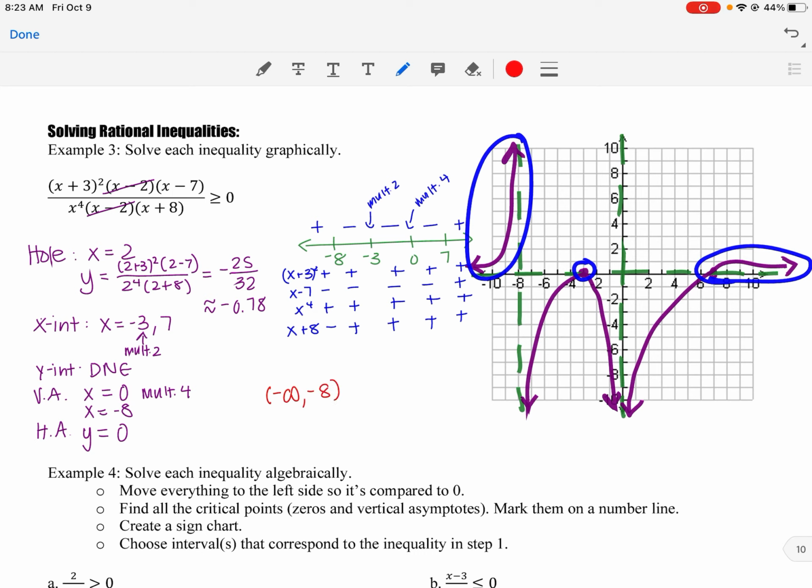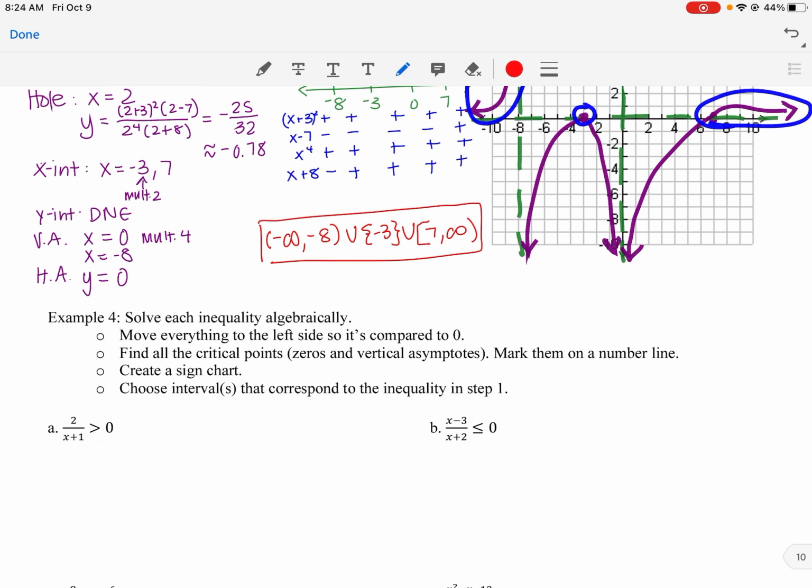And we're not actually touching at -8. Union, in this case, if you just want a single point, you actually use the curly brackets. Not that you'll see that very often, but just the point -3, right? That's equal to 0. And then union, the last interval, we will include 7 because that is equal to 0, but to infinity. Okay. So that's how you do it graphically, but algebraically will be easier in many instances.